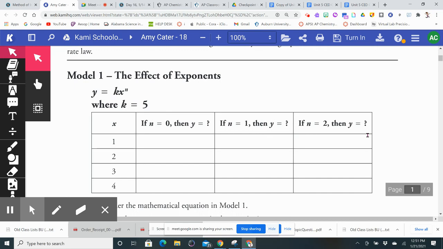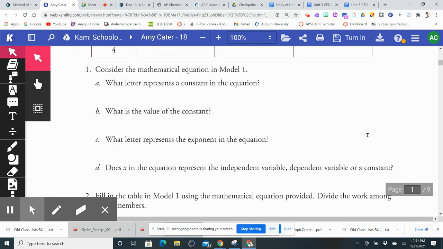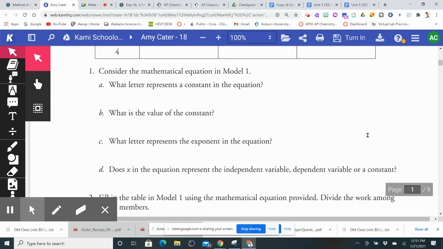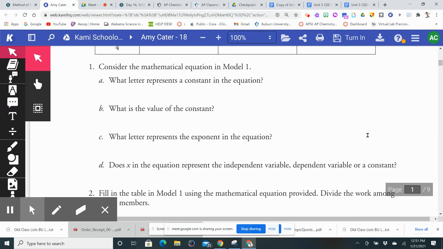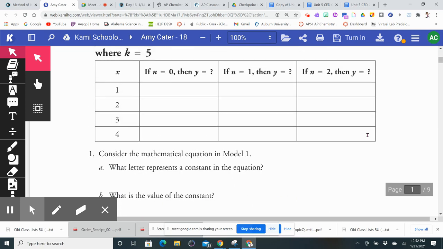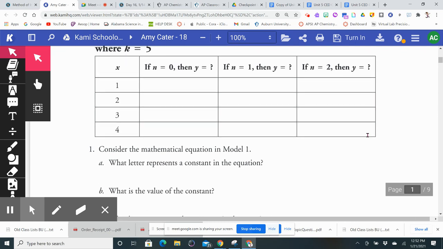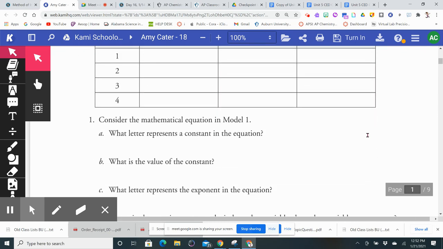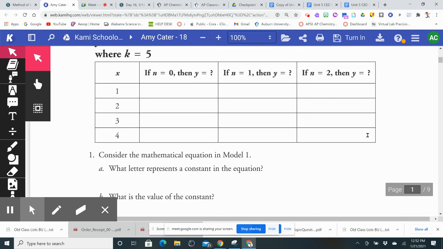Okay, so what we're going to do is we're just going to go through this. And in the end, this is going to help us understand and determine rate laws for a particular experiment. We'll go through a few of them together, and then you're going to walk through it on your own, and I'll be walking around.